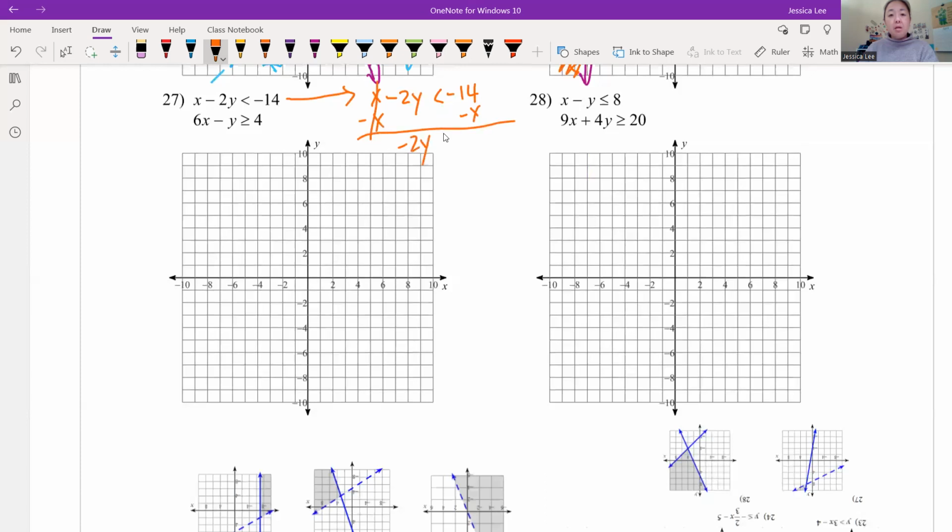And -2y is less than -x minus 14. Divide by -2 on everything. Remember, when we're dividing by a negative, that switches our inequality. And negative divided by negative is positive. That's just going to be 1 over 2x.